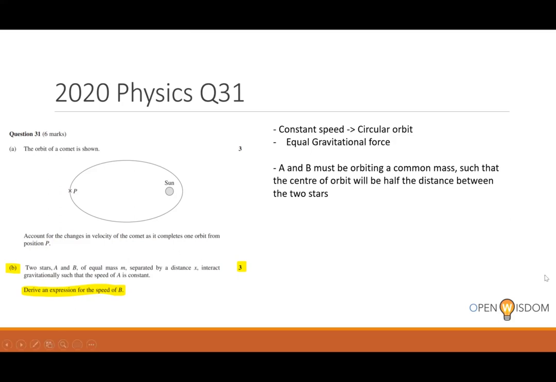Knowing that, we can apply that into the formula we already know, that the gravitational force would be equal to the centripetal force. Both formulas can be found on your formula sheet. In this case, GMM over x squared, with x being the distance, is equal to mv squared over x on 2. So remember that the distance will be halved. And after rearranging for v to be the subject, we found that v is equal to the root of GM over 2x.